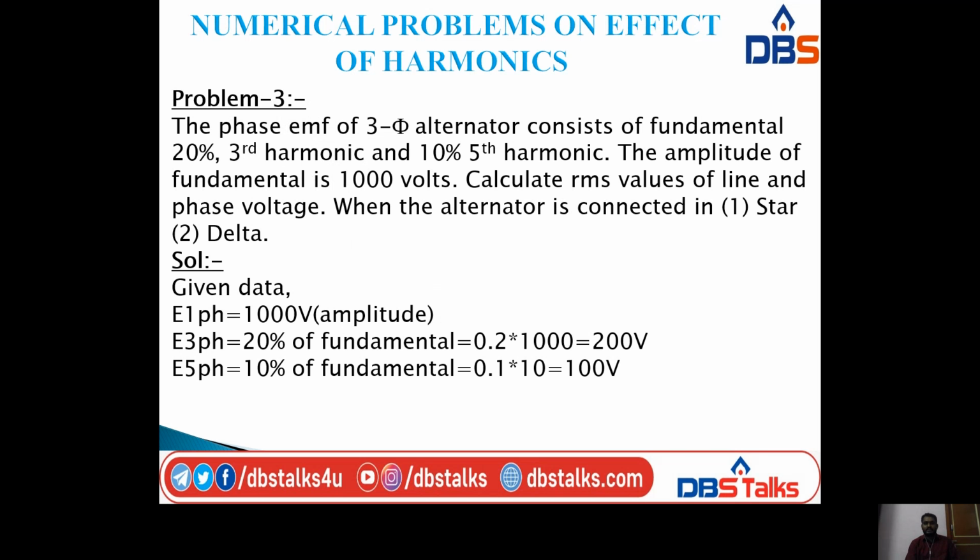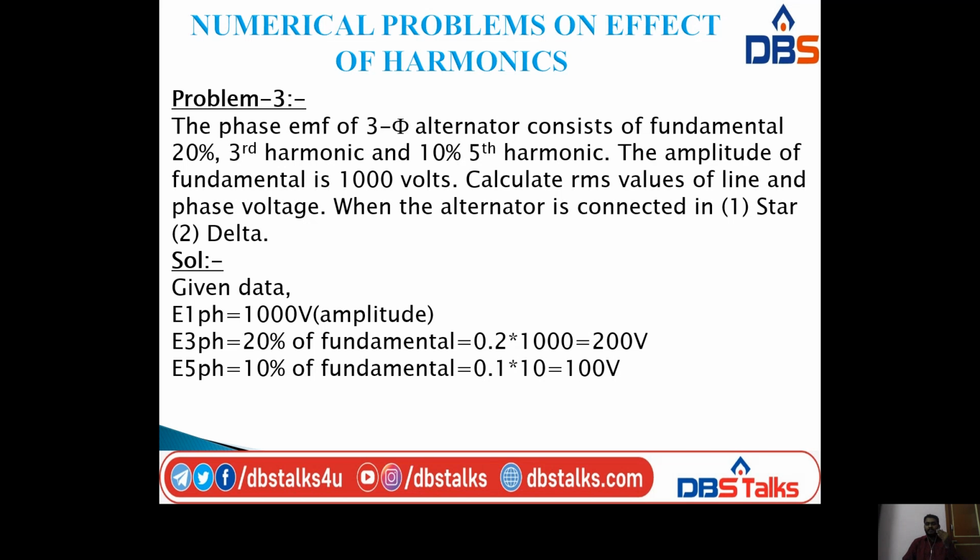And coming to the third problem. So here the phase EMF of a three-phase alternator consists of fundamental, 20% third harmonic, and 10% fifth harmonic. The amplitude of fundamental is 1000 volts. Calculate RMS values of line and phase voltage when the alternator is connected in star and delta connections. For that one we have to calculate the RMS value of line and phase voltage when the alternator is connected in star and delta connection.